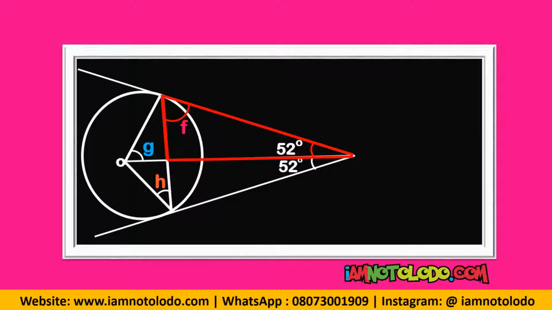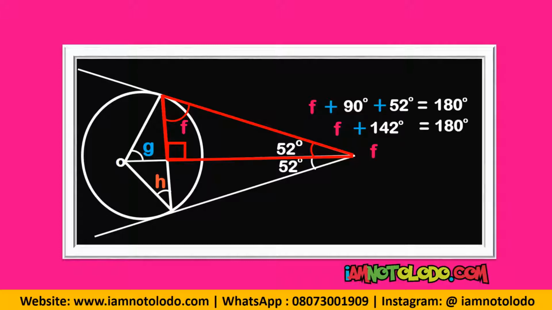So this place plus F plus 52 must equal 180 degrees. So we do it this way. F plus 90 degrees plus 52 degrees equals 180 degrees. F plus this, which is 142 degrees, equals 180 degrees. So F equals 180 degrees minus 142 degrees. So F equals 38 degrees.